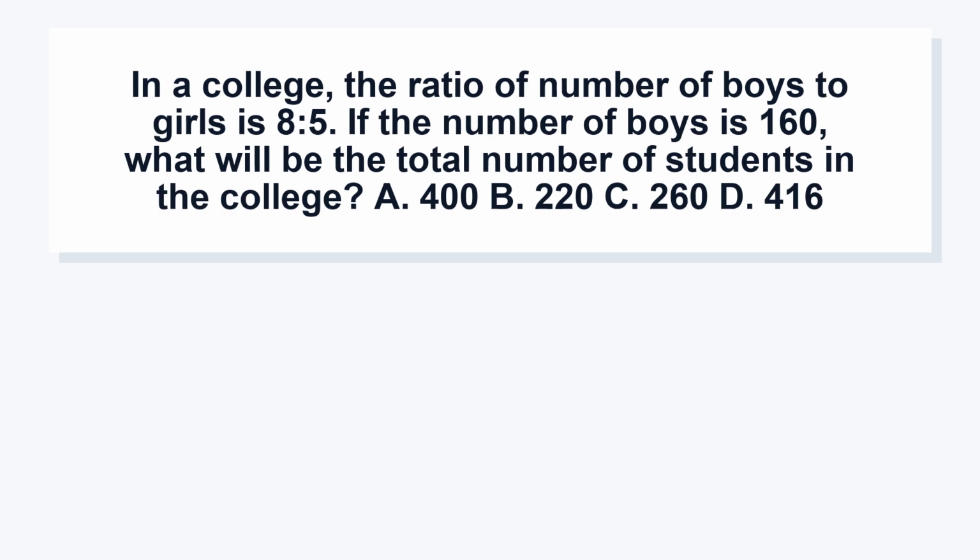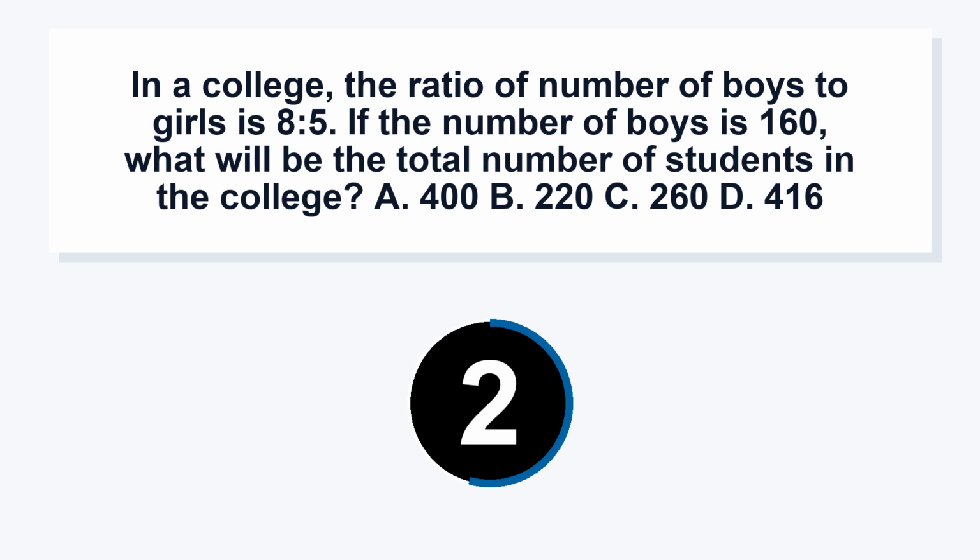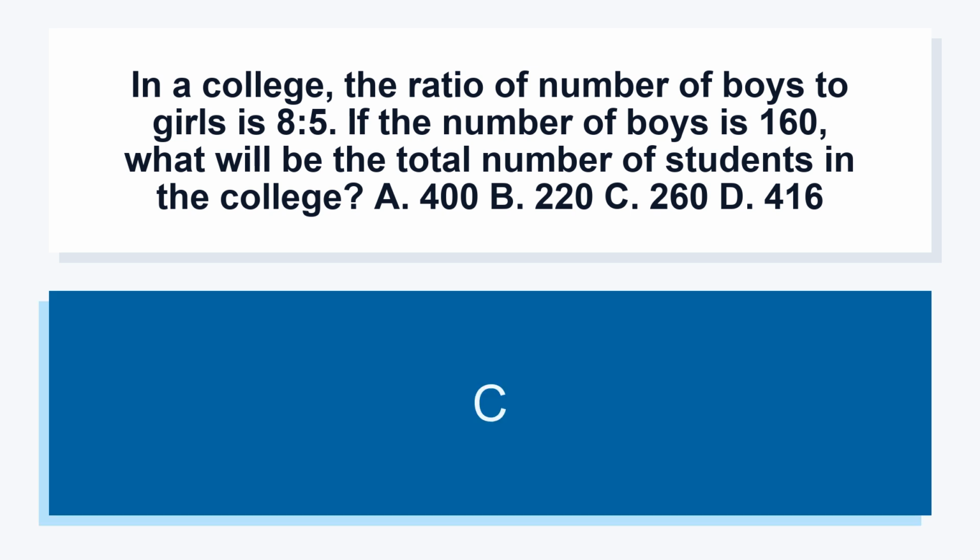In a college, the ratio of number of boys to girls is 8 to 5. If the number of boys is 160, what will be the total number of students in the college? A. 400. B. 220. C. 260. D. 416. C.